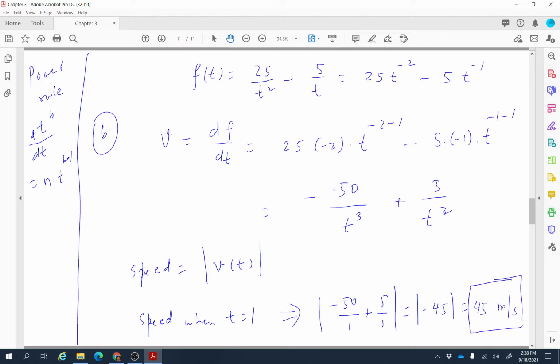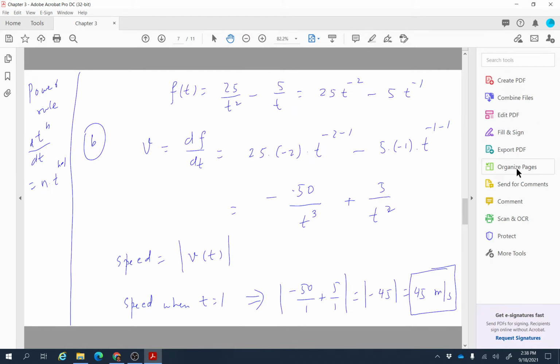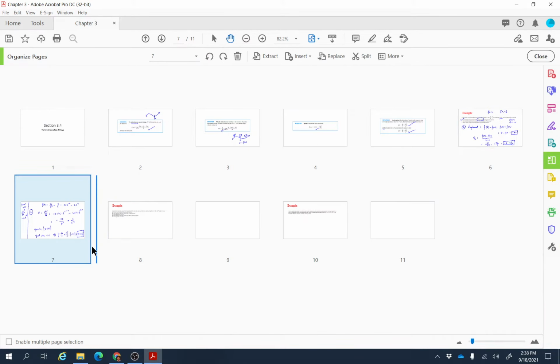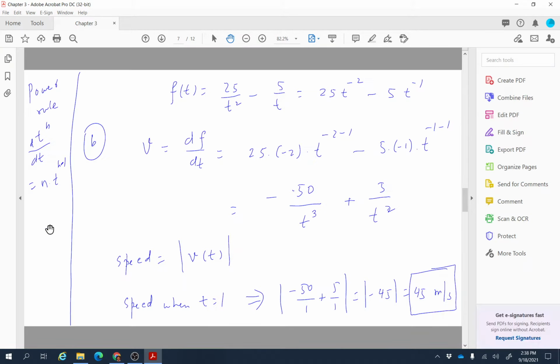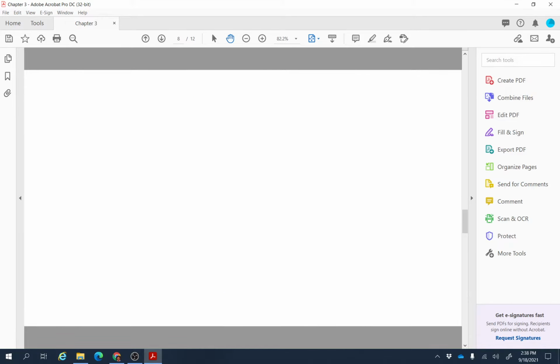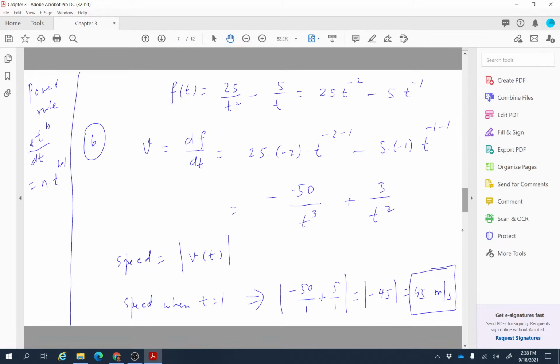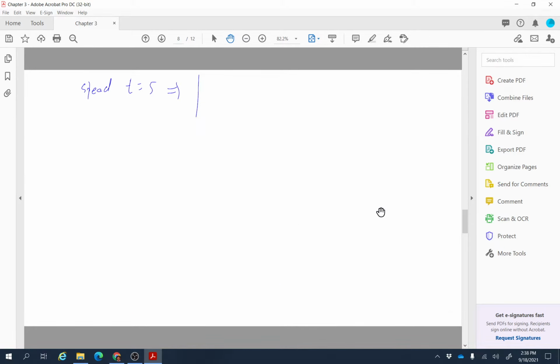And if you want to find out the speed when t equal 5, do the same thing, just plug t equal 5 in that velocity, excuse me. So speed when t equal 5 is equal to the value of the velocity when t equal 5 here. So just put t equal 5 here. That will be negative 50 over 5 cubed plus 5 over 5 squared.